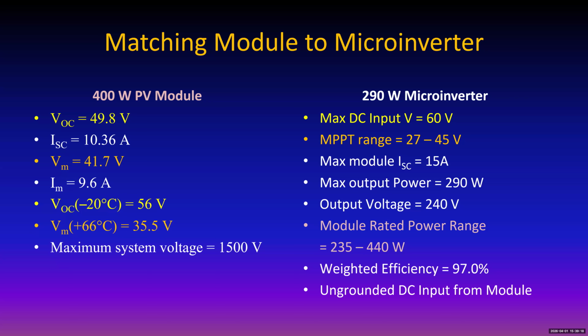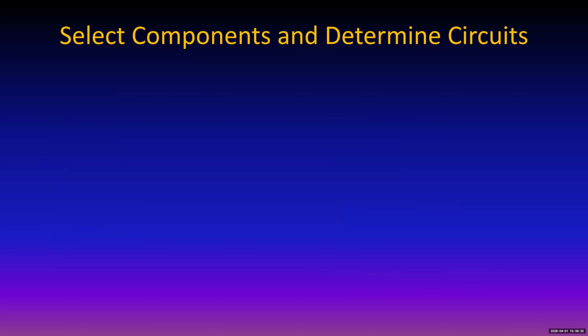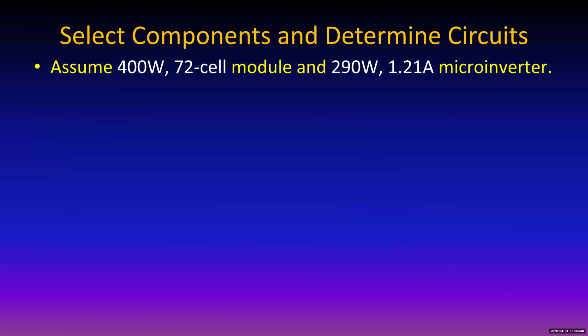And you look at the orange stuff, the maximum power point voltage is 41.7. That's clearly well within the range of the microinverter. And everything's within range here, okay? And again, just to prove it, you can look at this later, but take my word for it. You match the modules to the microinverter. You select the rest of your components.